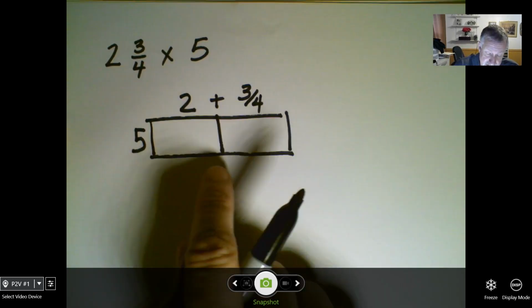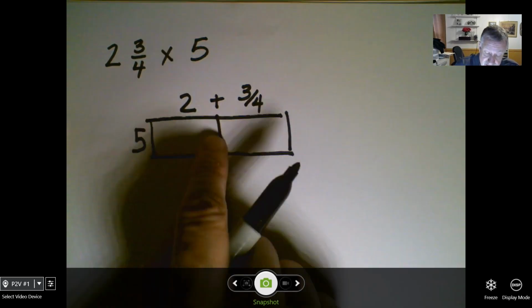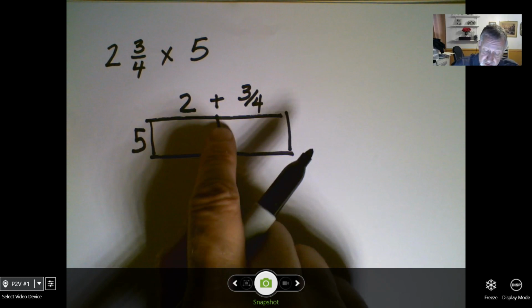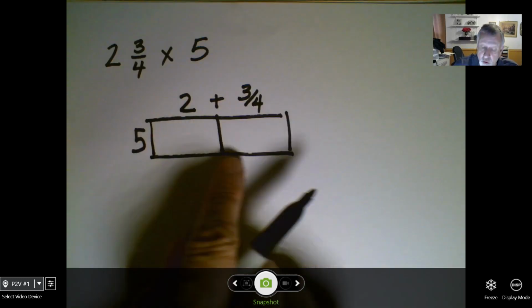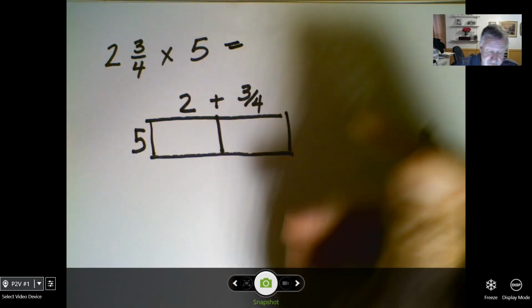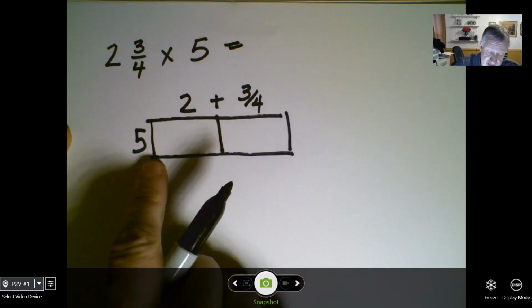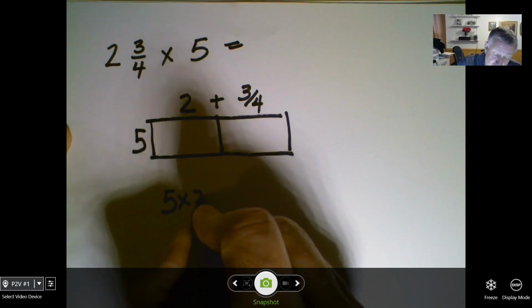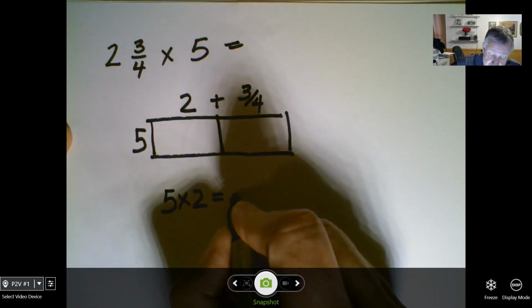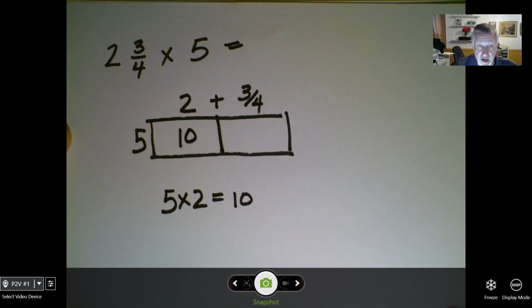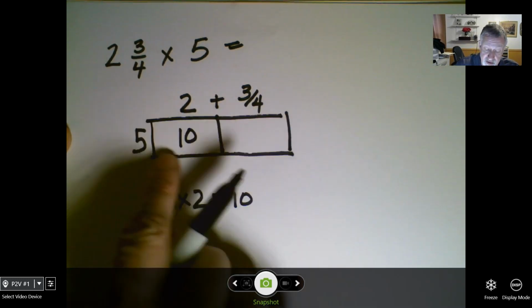So in doing that, now when I find the area of this piece and then the area of this piece, I can add those two pieces together and that would give me the total area or the answer to my problem. Okay, so in this first box, what I have is a box that is 5 by 2 and 5 times 2 is 10. And so in my graphic organizer, I'm going to put 10. Okay, that's the first area.